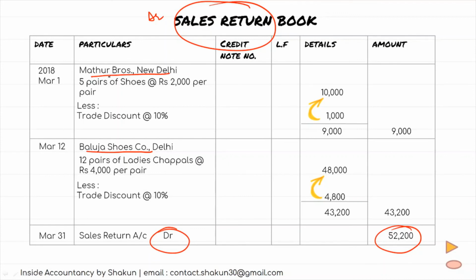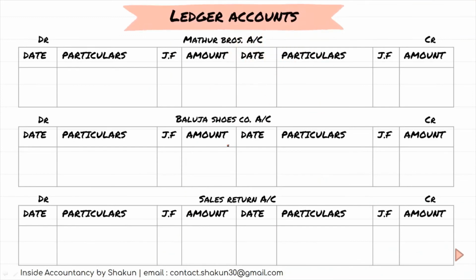Then we will make as many accounts as the names mentioned in the sales return book. If the sales return has a DR balance, that means these accounts will have a CR balance. So therefore posting would be made on the credit side. So let's have a look at the ledger accounts here: Mathur Brothers account, Baluja Shoes account and sales return. As I just told you, sales return has a debit balance, so entry would be made on the debit side, and in the respective other ledger accounts the entry will be made on the credit side.